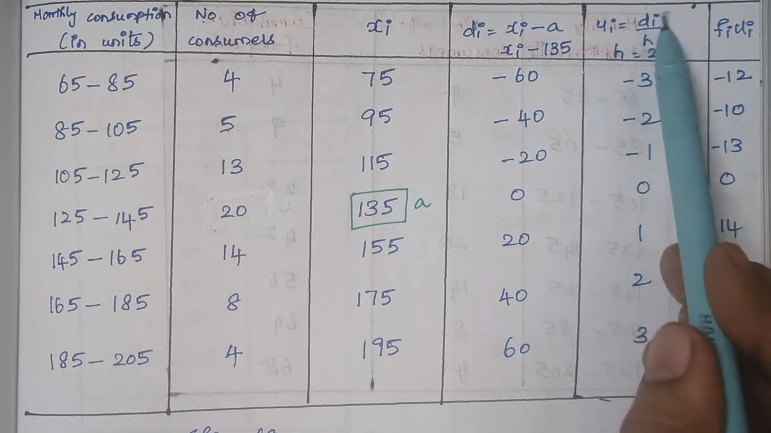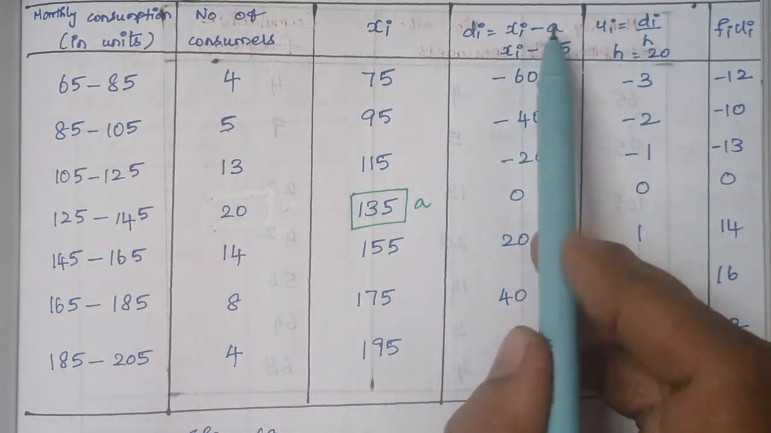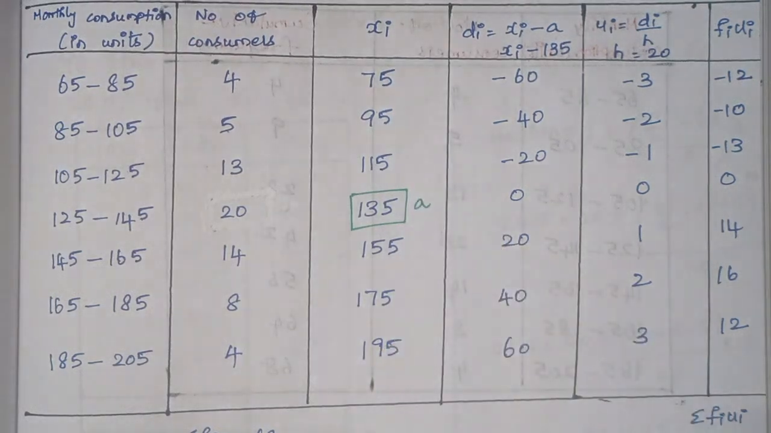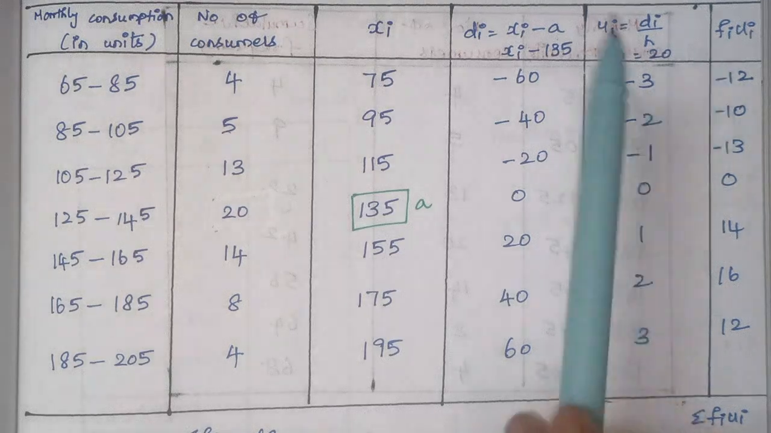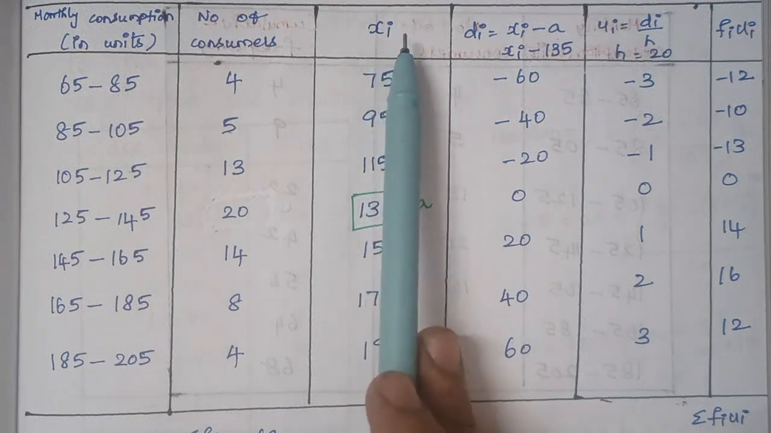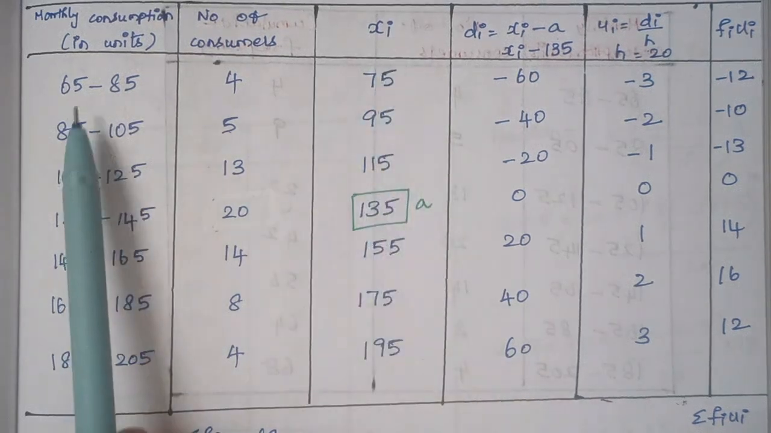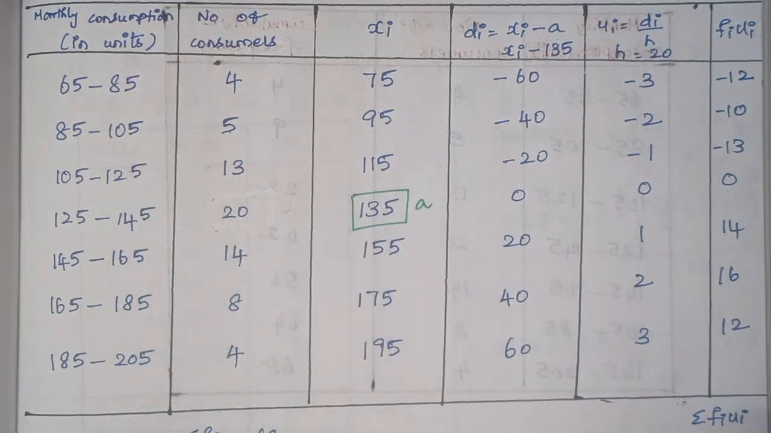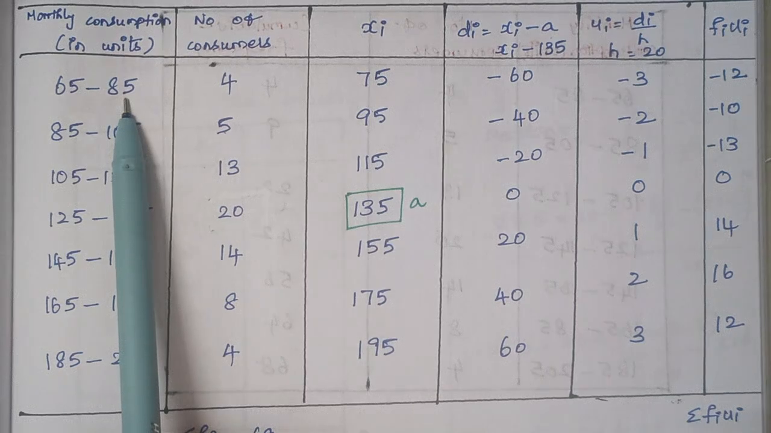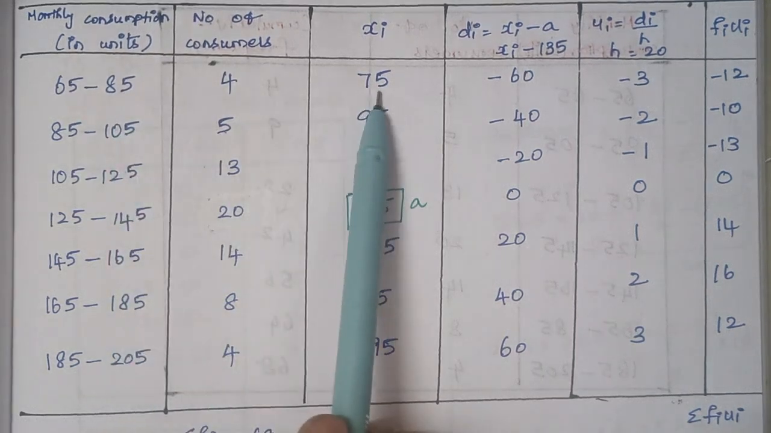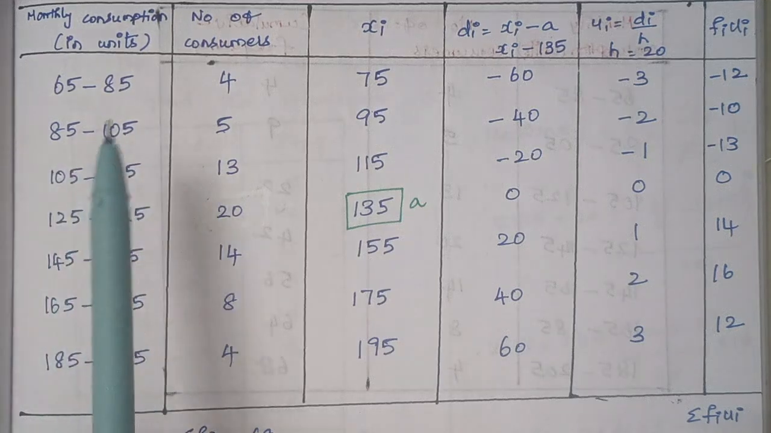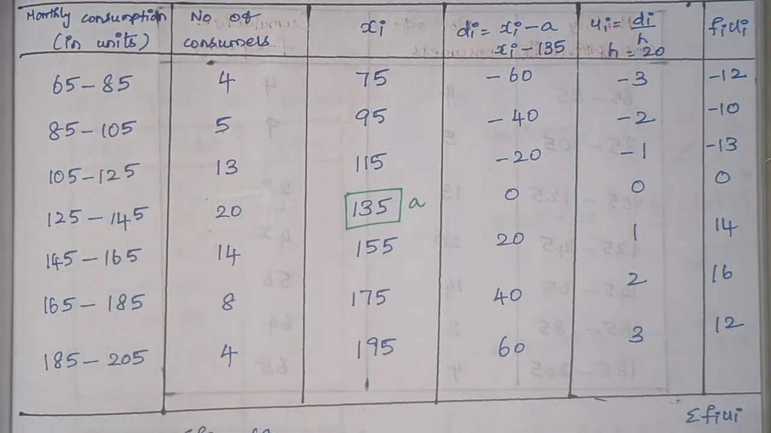What is di? Di is xi minus A. And what is xi? For xi we have to frame a separate column. So first list down all the things we need. Next we are going to calculate xi. For calculating xi, you have to take the average. 65 plus 85 gives you 150, and 150 by 2 is 75. Similarly, we take the average for all these classes: add the two numbers and divide by 2.